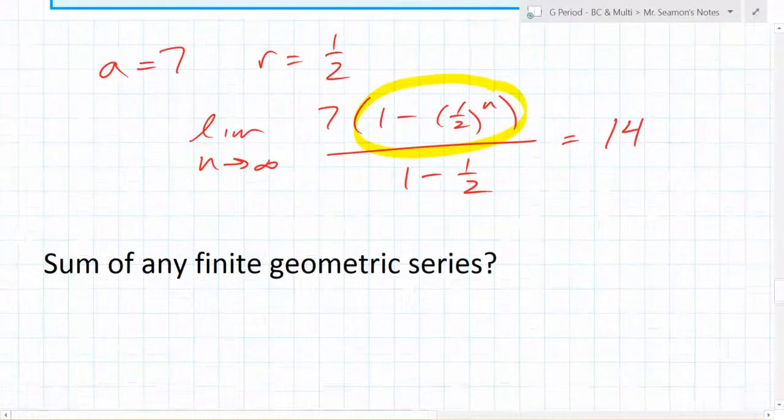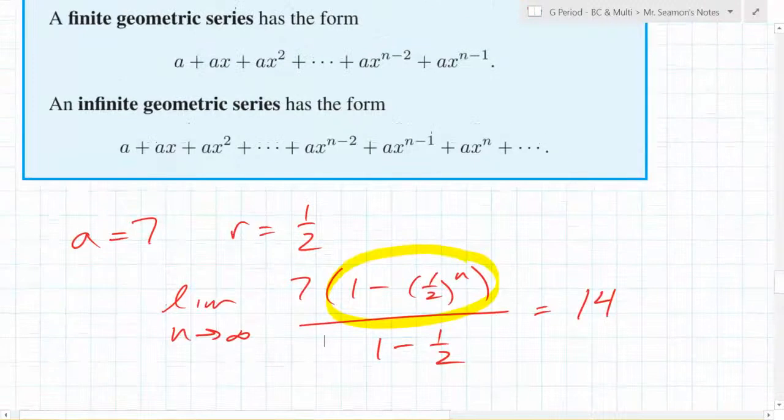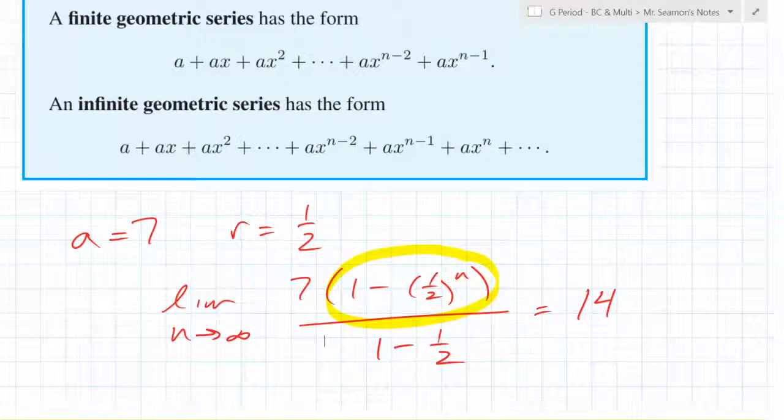Okay. But what about a finite geometric series, meaning it ends? Look, we just figured out what this goes to when it goes to an infinite number of terms. It took us like 10 seconds and we got 14, right? But what happens if I said, what's the sum after 29 terms? What do you do? Do you just put 29 in? Does it work?